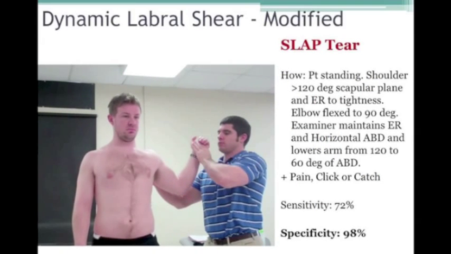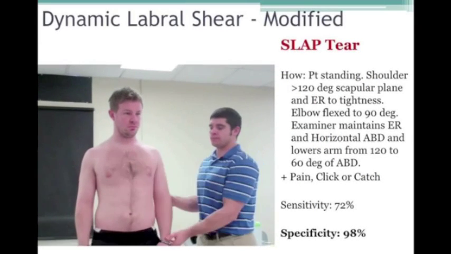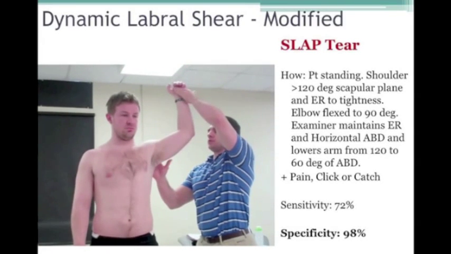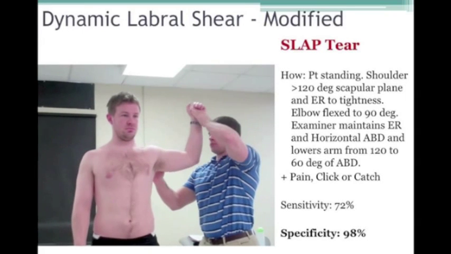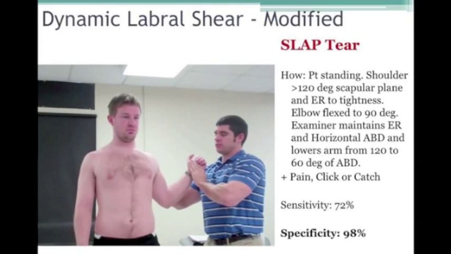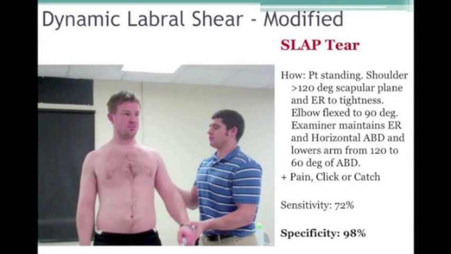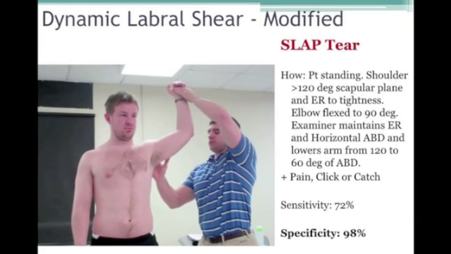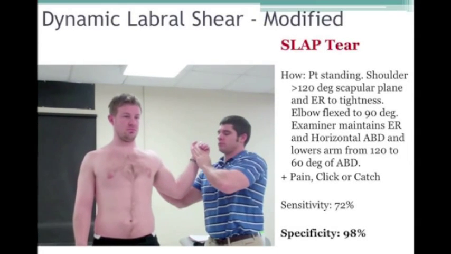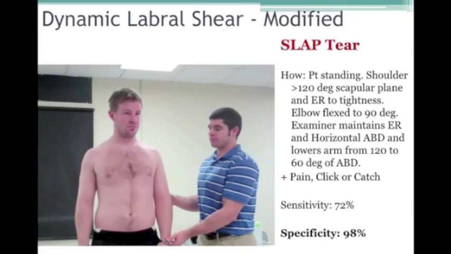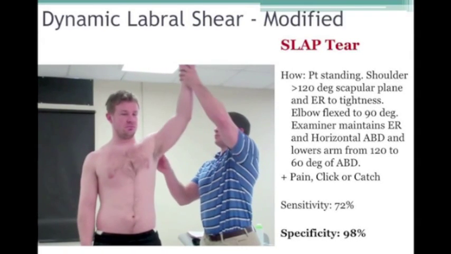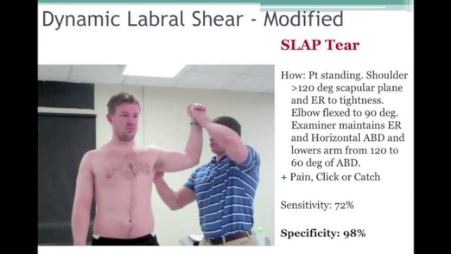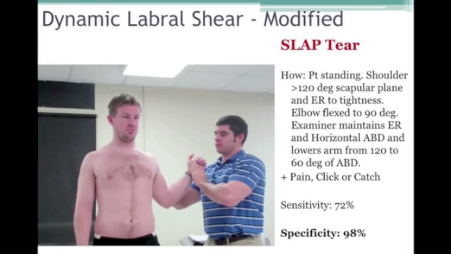So the first test we're going to talk about is for slap tear. The dynamic labral shear modified version is a good test with a high specificity of 98 and a good sensitivity of 72. This test is done by the examiner elevating the arm to 120 degrees in the scapular plane, externally rotating to tightness with the elbow flexed to 90 degrees. This position is maintained while the arm is lowered from 120 degrees to 60 degrees of abduction. So positive test for this is either pain, a click, or a catch. So you're catching the labrum as you lower the arm.